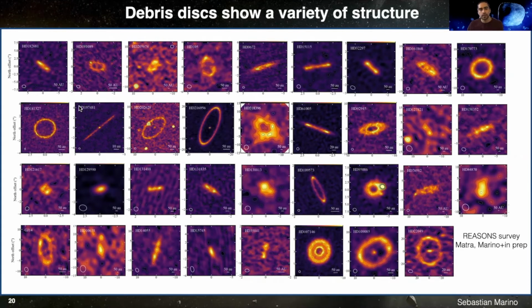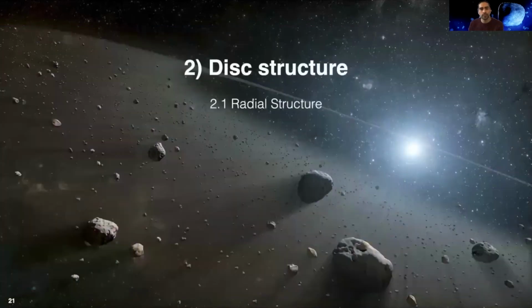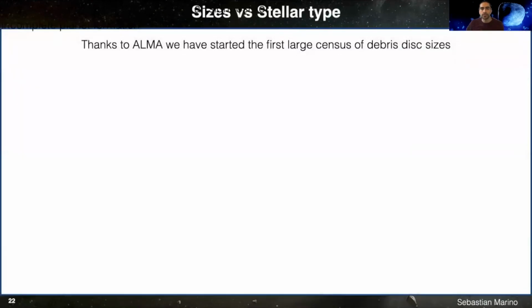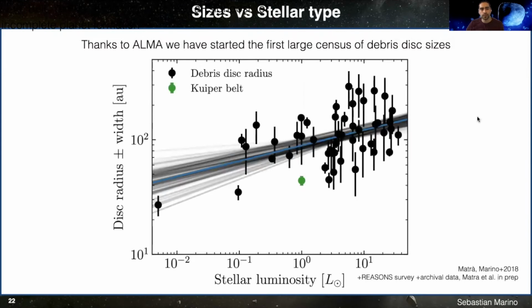And the first thing that I would like to emphasize is what we have learned from the radial structure of disks. Okay, so I'm going to be focusing on the radial aspect of disks. So thanks to ALMA, we have started the first large census of debris disk sizes. And from this, we have started to learn how the disk radius correlates with other properties of the systems. We have found that disks tend to be larger around stars that are more luminous or more massive. So while there is a big dispersion here, there is a trend that small disks tend to be found around less luminous stars, and large disks tend to be found around more luminous stars.